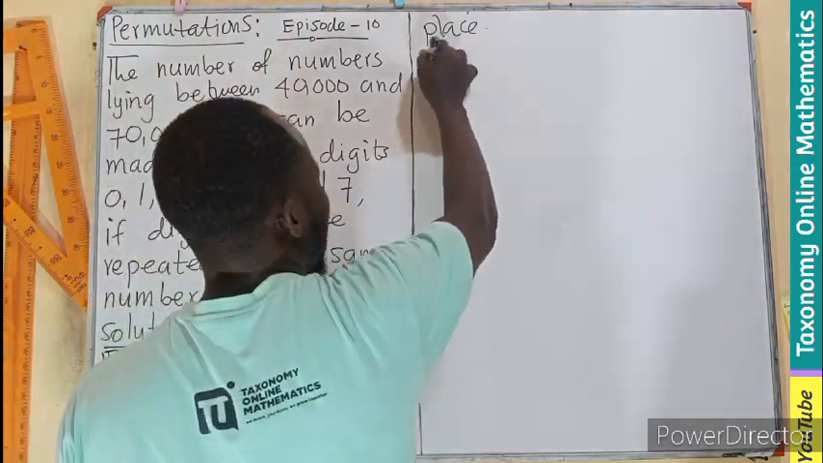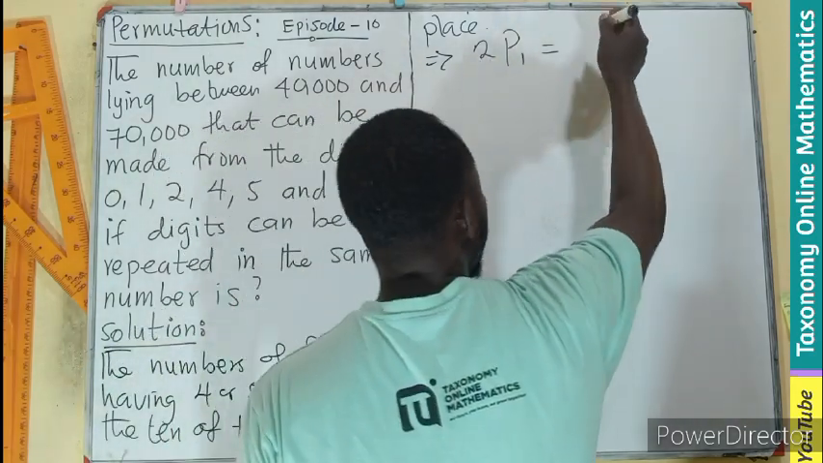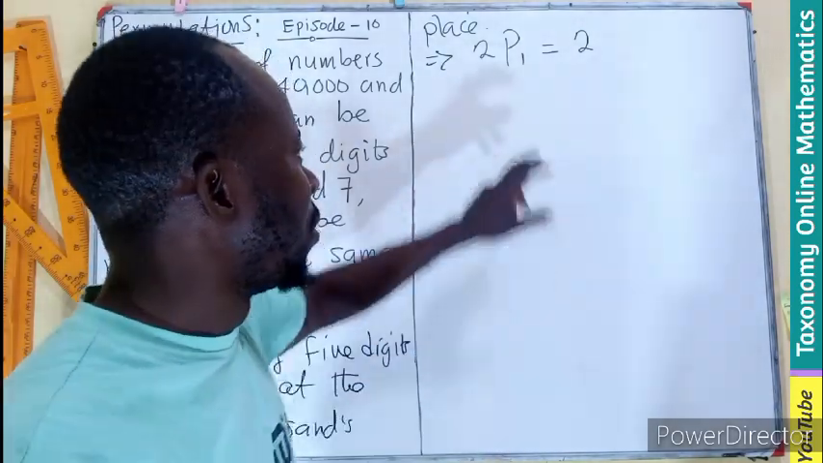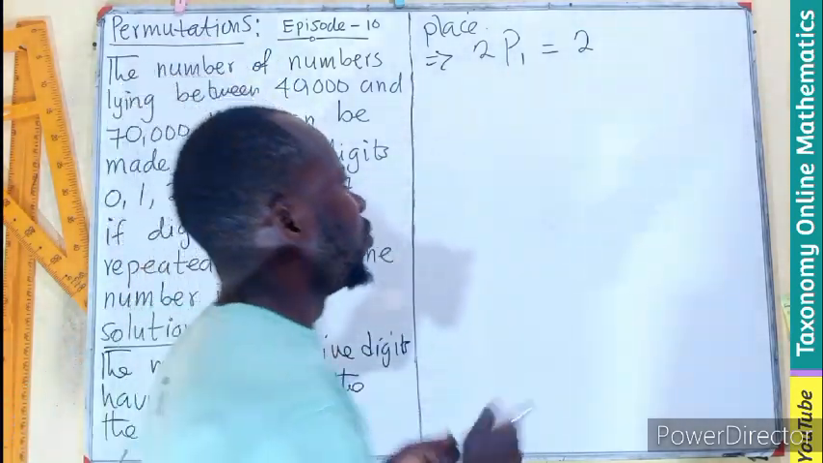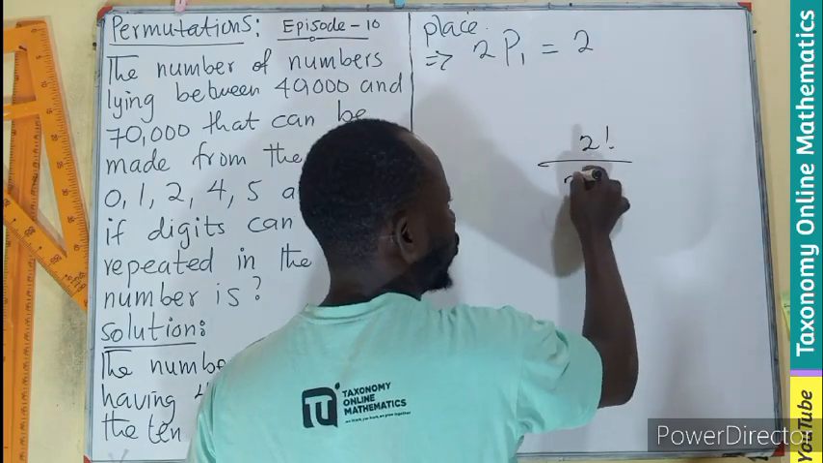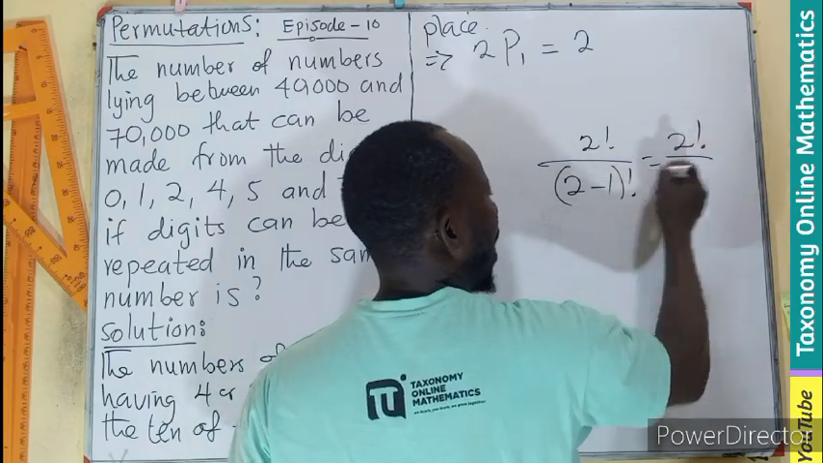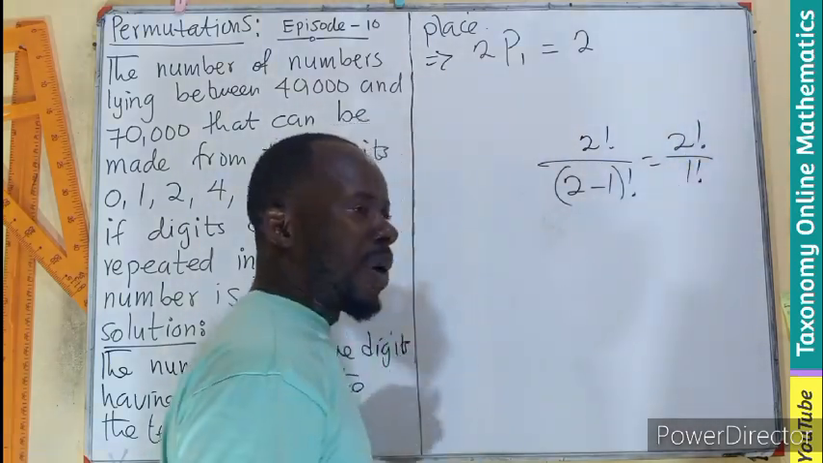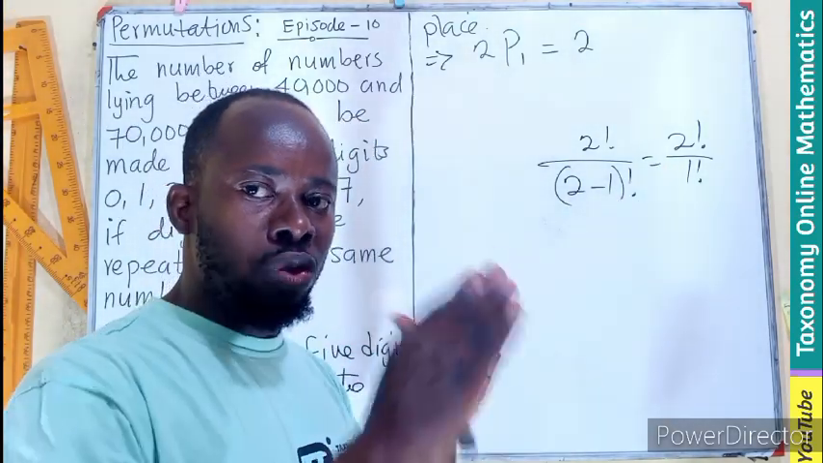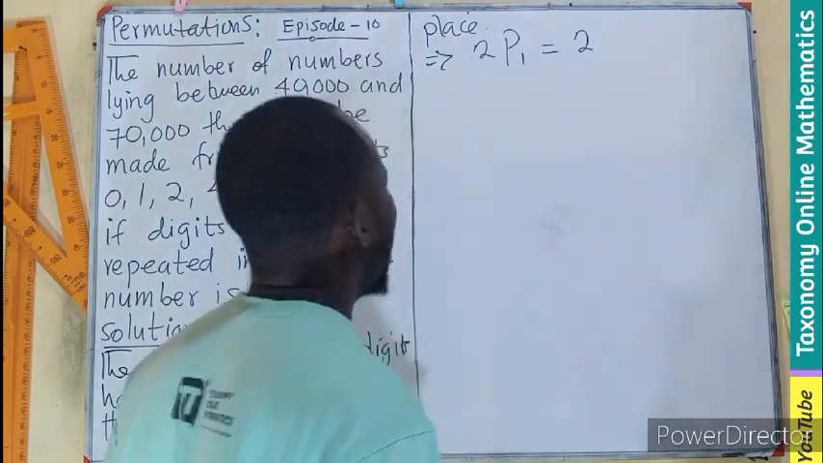So that implies that I have 2 permutation 1, which will be the same as what? 2. Because 2 permutation 1 is 2 factorial on 2 minus 1 factorial, which is 2 factorial on 1 factorial. And 1 factorial is also 1. 2 factorial is just 2, because 2 times 1, that is why I just mentioned it is 2. Alright. Then what is next?